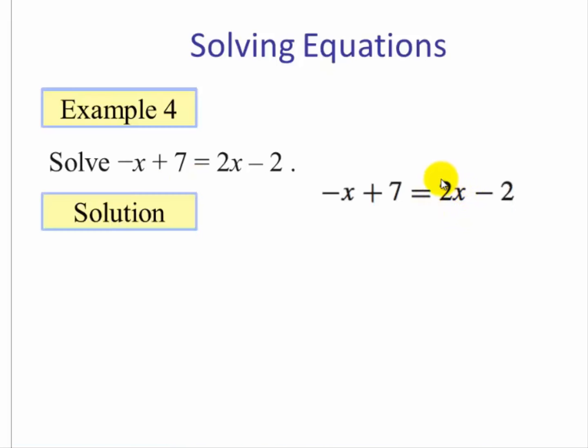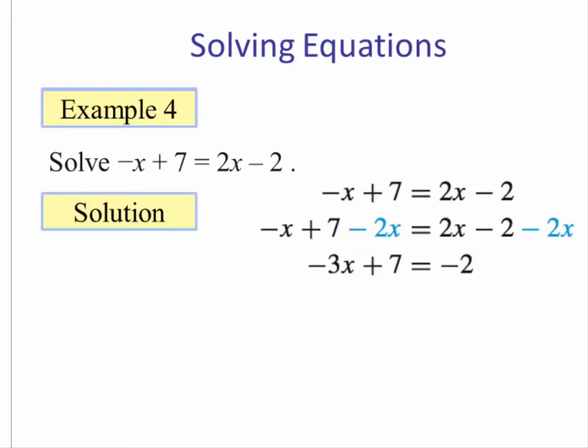For this example, I'm going to move the 2x to the left-hand side. Now, in order to move this variable term, I need to subtract 2x to this side, and then I will subtract 2x to this side. These are now like terms. Negative x plus negative 2x becomes negative 3x, plus 7 equals negative 2.